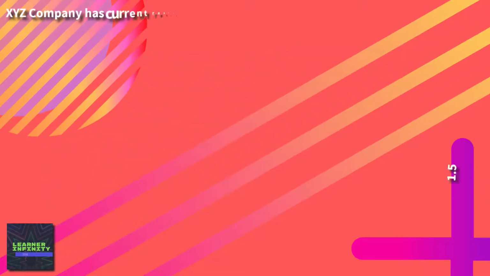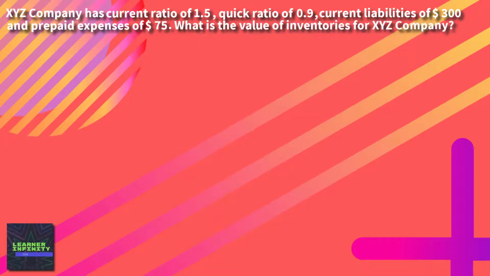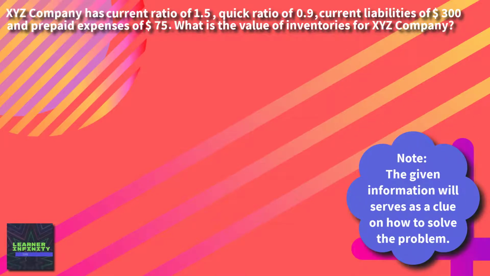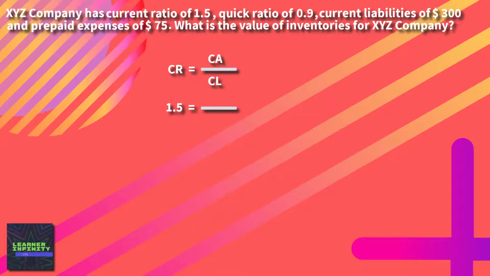XYZ Company has a current ratio of 1.5, quick ratio of 0.90, current liabilities of $300, and prepaid expenses of $75. What is the value of inventories for XYZ Company? Take note that the given data will give you a clue on how to solve the problem. First, we have current ratio of 1.5. So we will use the formula for current ratio presented as CR, which is current assets presented as CA divided by current liabilities presented as CL. Current ratio is given as 1.5 while current liabilities is given as $300. In this case, the unknown variable is CA, the current assets.